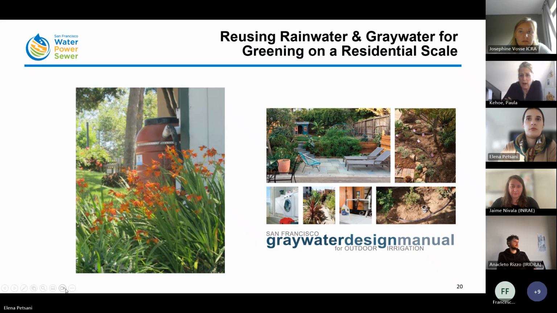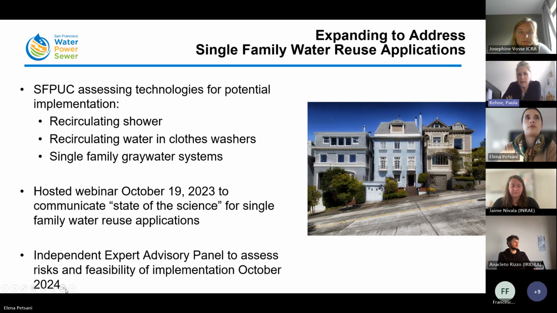We also do promote gray water and rainwater on a residential scale. We've been talking a lot about large scale, multifamily, mixed use and residential, but we are looking at smaller scale. We have cisterns and rain barrels we provide to our community, as well as gray water. Most common is laundry to landscape here in San Francisco. We are expanding some of the concepts to get even more micro scale in terms of single family, looking at the concept of recirculating showers, recirculating water in clothes washers, as well as single family gray water treatment systems. We hosted a State of the Science webinar last October of 2023 that's available on our website.